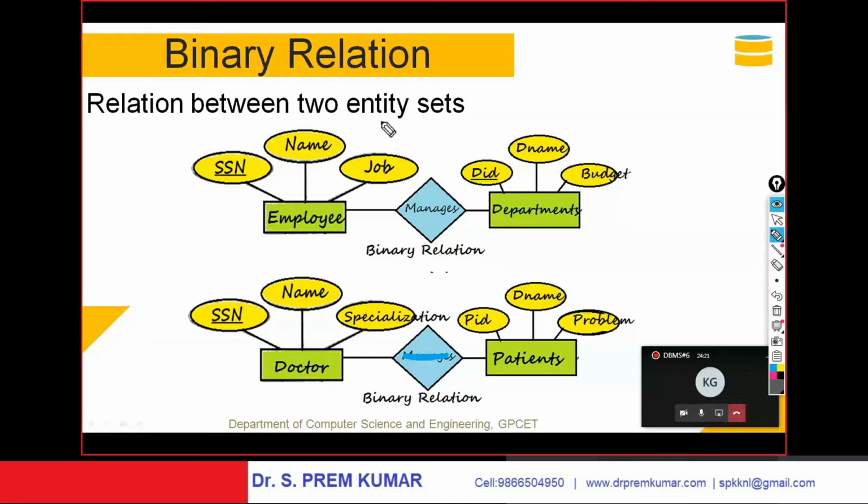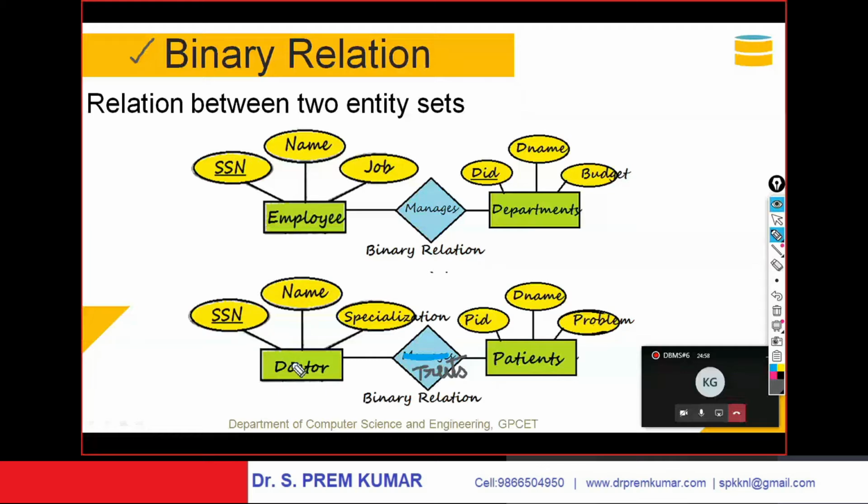Just we take one more example, binary relation. We are calling it a binary relation. Binary is nothing but 2. Bi is 2. So one is employee, another is department. You observe here, a doctor is treating patients. I'm using treats, T-R-E-A-T-S, as a relation. A doctor treats patients.